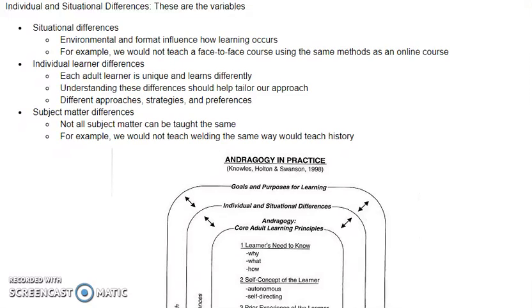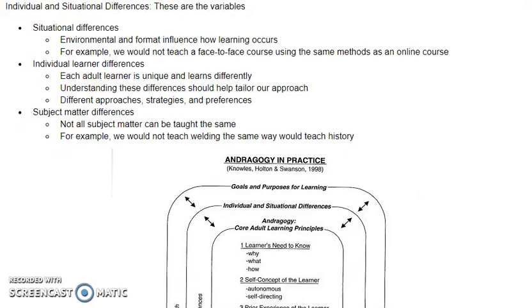Here, a perfect example is online learning. For some individuals, this is the best way in the world to learn. For others, it's a horrible way to learn, and it influences how the actual learning occurs. Or even, if this class was a face-to-face class, I would not teach it in the same manner that I do in an online course. So there's a different approach to it.